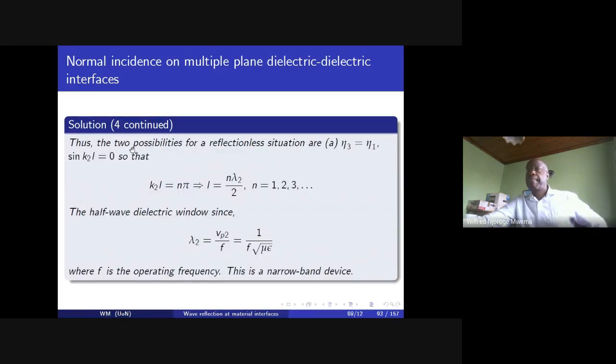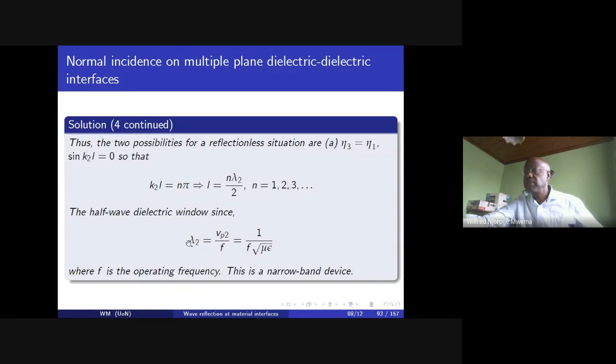And therefore, the two possibilities for the reflectionless situation are as follows. One, eta 3 equal to eta 1, and sine K2L equal to 0. And then we can therefore have that K2L is equal to n pi, or in other words, L is going to be given by n lambda 2 by 2, because K2L must always be an integer multiple of pi for us to have sine K2L equal to 0. So we'll have it as that, and this is called a half wave dielectric window because of that value.